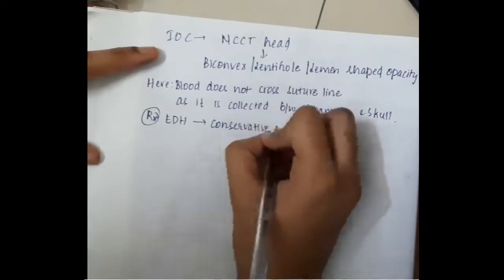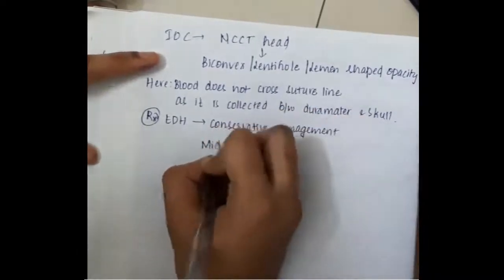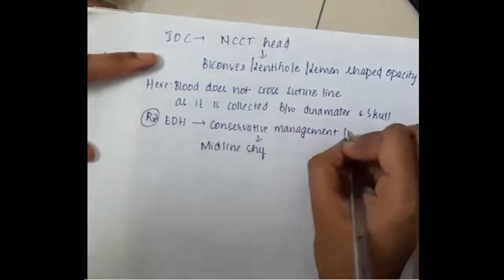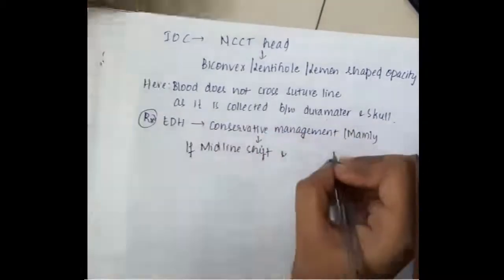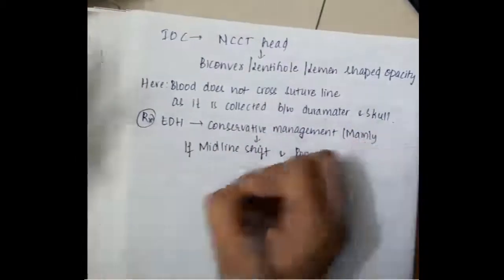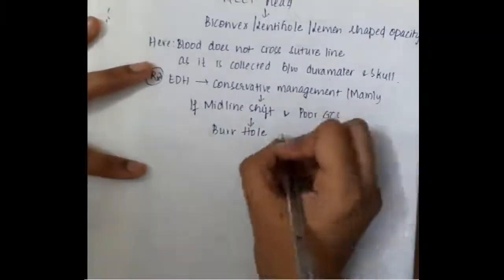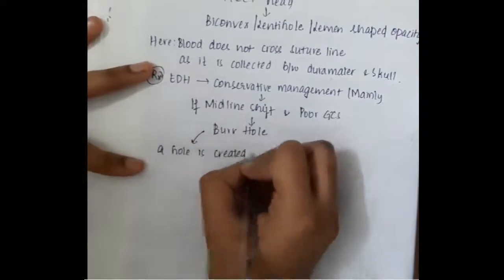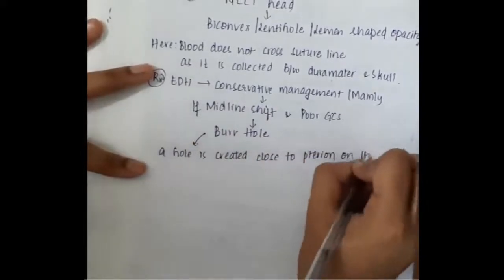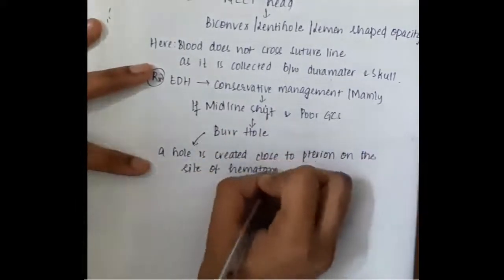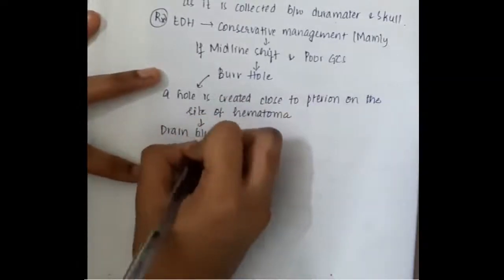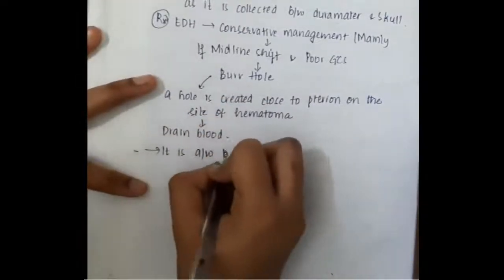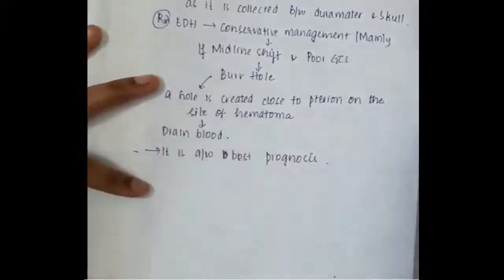Treatment of epidural hematoma is conservative management, mainly. If there is any midline shift or a poor GCS score, then you will have to drill a burr hole. A hole is created close to the pterion, at the site of the hematoma, and you will have to drain the blood. This is associated with the best prognosis.